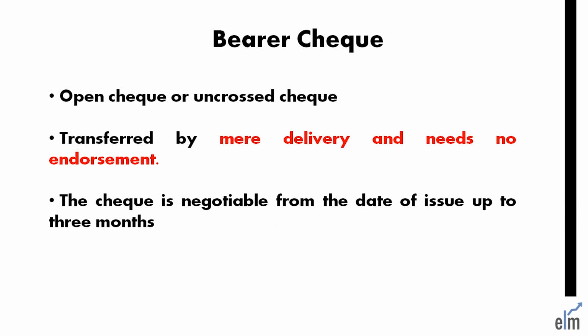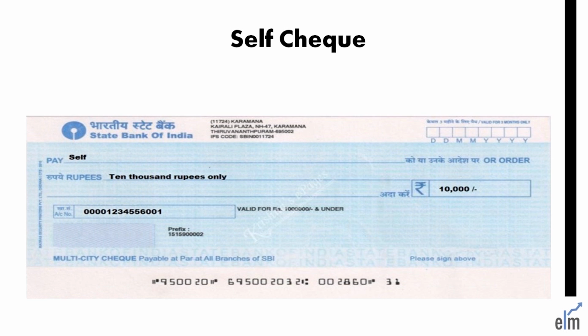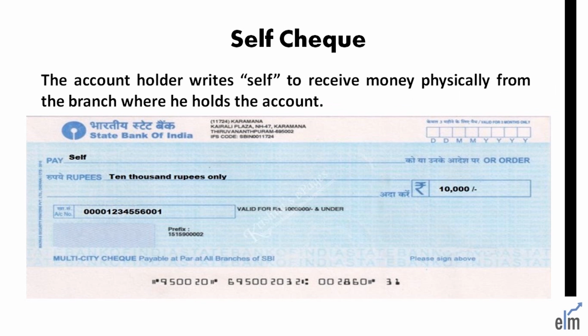A bearer check is negotiable from the date of issue up to 3 months. This means that after 3 months, the check needs to be revalidated as it becomes stale after 3 months. Bearer check is most risky in nature. Next is a self-check. In case of a self-check, the account holder needs to write self to receive money physically for himself.